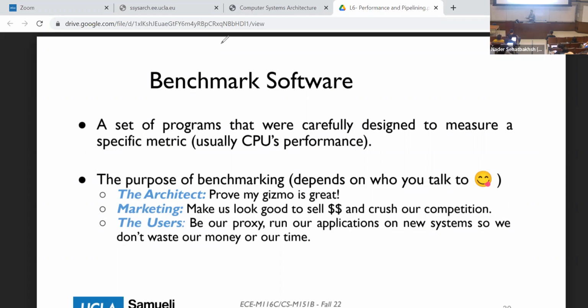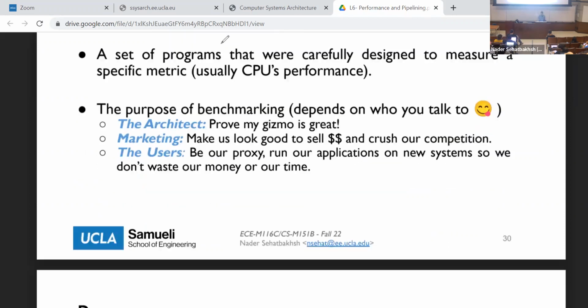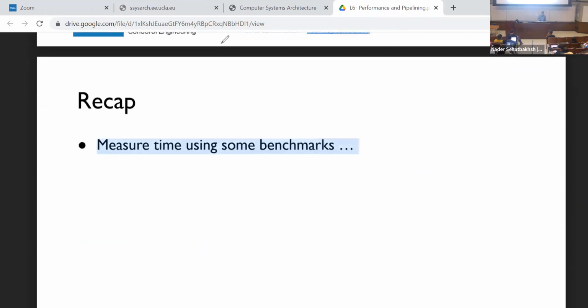And then for the users also, instead of trying to run different applications and see whether this laptop is better than the other laptop, you can just rely on the average behavior of all these different software. Okay, so there are lots of benefits of using benchmarks, and that's why they're very, very popular. Okay. So just to step back, we said that we are basically interested in measuring time.